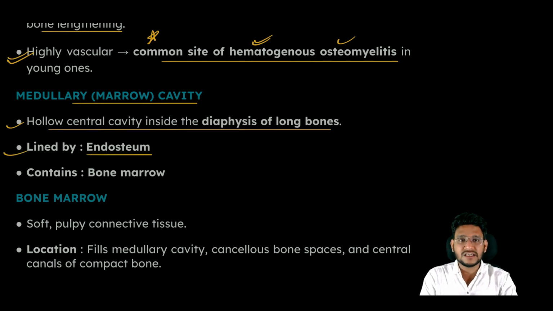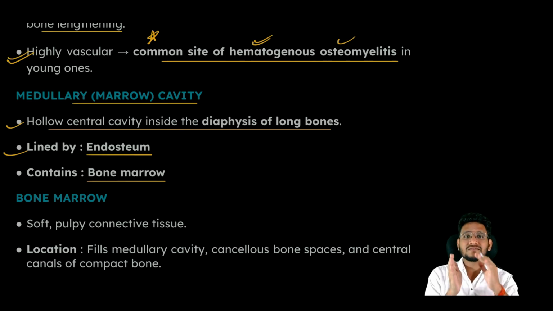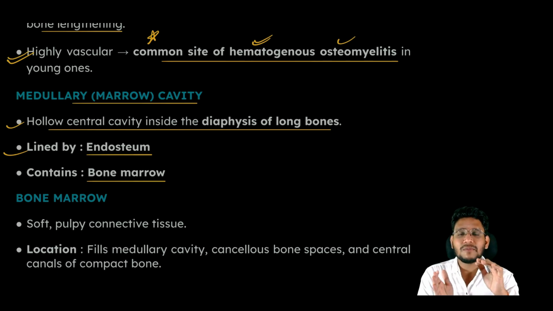I told you about endosteum. Endosteum is the thin inner lining, a thin connective tissue membrane that is lining the marrow cavity, the medullary cavity, and this contains bone marrow actually. So this medullary cavity, this marrow cavity, is for the bone marrow. The bone marrow will be present in the marrow cavity.